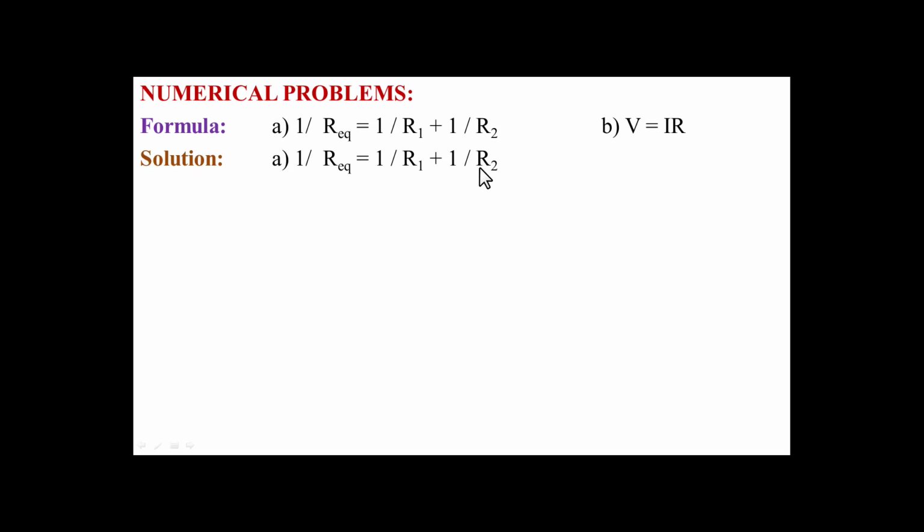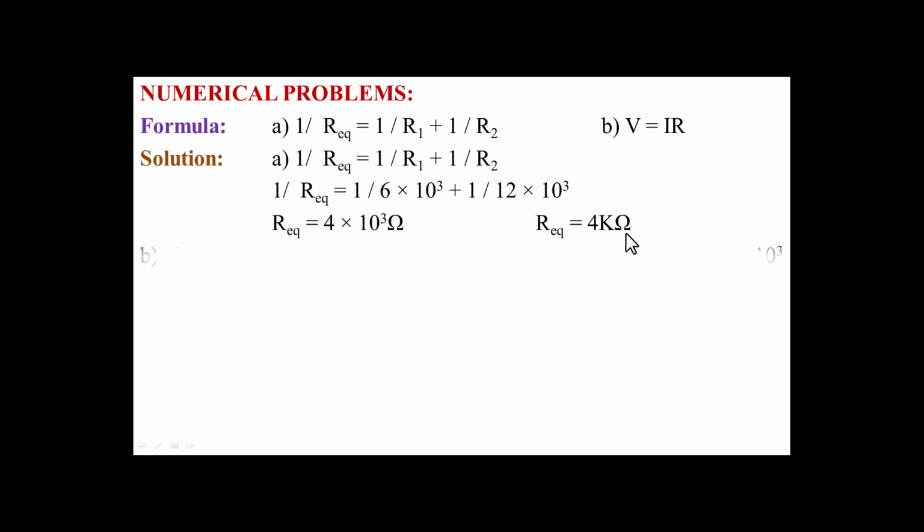Now, putting the values, 1 upon R equivalent is equal to 1 upon 6 multiplied by 10 raised to power 3 plus 1 upon 12 multiplied by 10 raised to power 3. Here we can calculate the value: R equivalent is equal to 4 multiplied by 10 raised to power 3 ohm, that is also equal to 4 kilo ohm. So the value of equivalent resistance is equal to 4 kilo ohm.